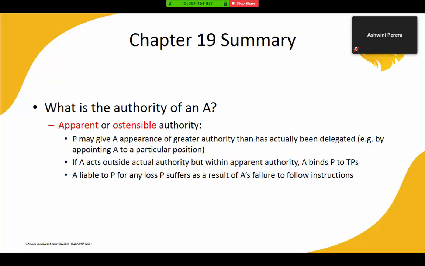Sometimes, however, it's not that way. If it's apparent or ostensible authority, as we said, the principal may give the appearance to other people, third parties, that this person is my agent, or they may give the appearance that this agent has greater authority than they actually have. Okay? So if the agent in this case acts outside actual authority, but within this apparent authority, so the principal never said that I'm going to give you that much authority, but he represented to third parties that the agent has this apparent authority, then the principal will still be bound by that apparent authority. So again, the agent is liable to the principal for any loss suffered by the principal as a result of their failure to follow instructions.